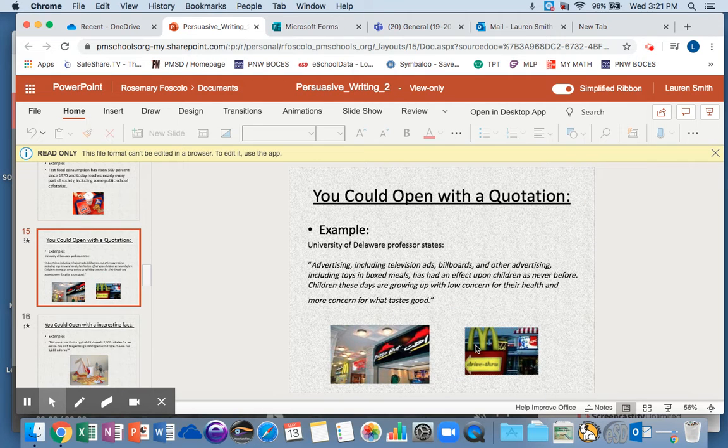You could open with a quotation. So this says, the University of Delaware professor states, advertising, including television ads, billboards, and other advertising, including toys in boxed meals, has an effect upon children as never before. Children these days are growing up with low concern for their health and more concern for what tastes good. So here you can tell this person is saying it's not good because students aren't caring about their health, but they're caring about what tastes good to them.